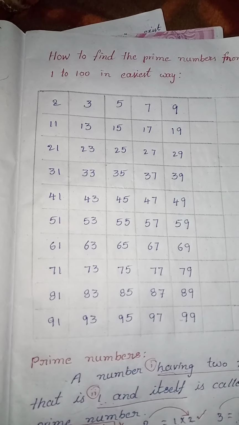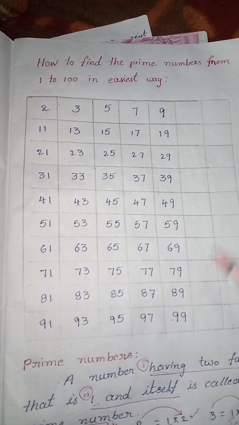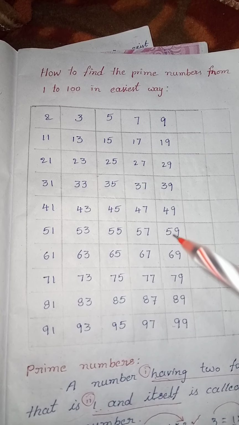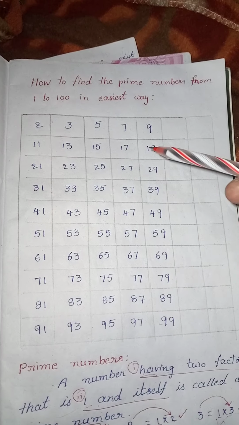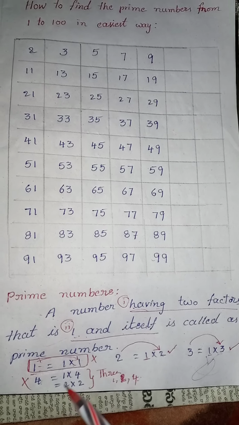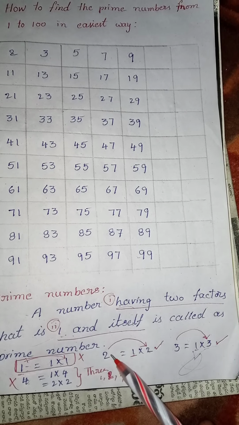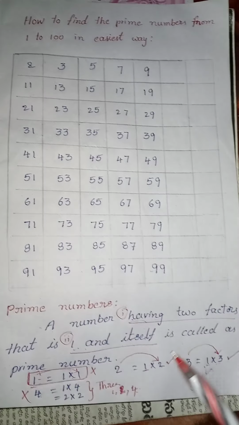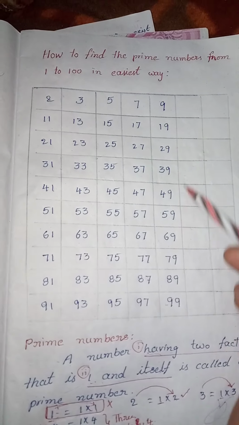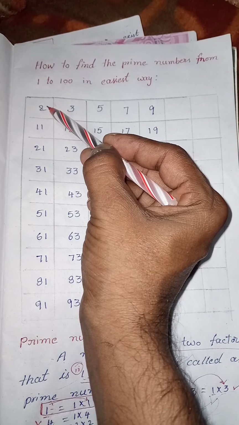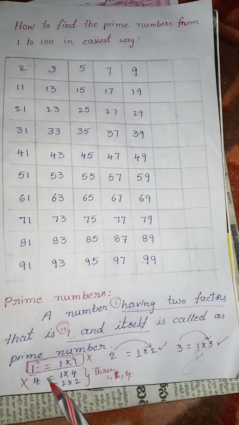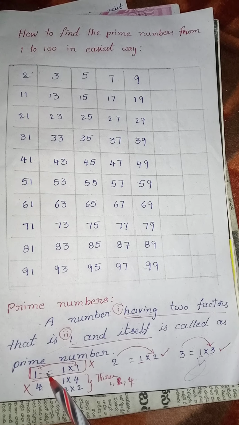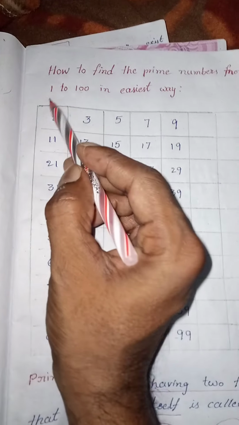First of all, you can write all the numbers from 1 to 100 in a table, but here I'm going to take only odd numbers, because we know that among primes, 2 is the only even prime number, and the remaining are all odd numbers. That's why I'm taking only odd numbers, except 2, which is an even prime. I'm not taking 1 because 1 is not a prime number.